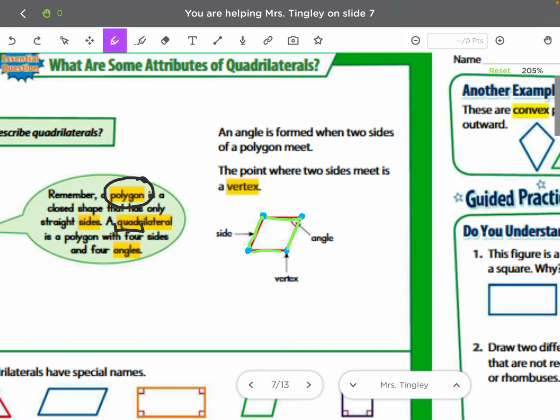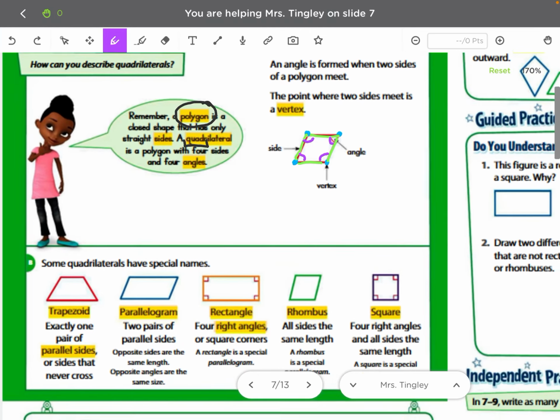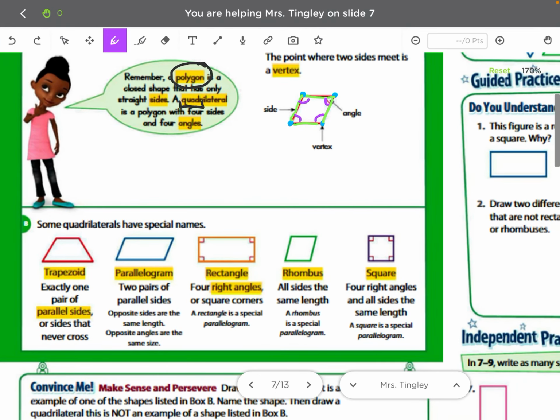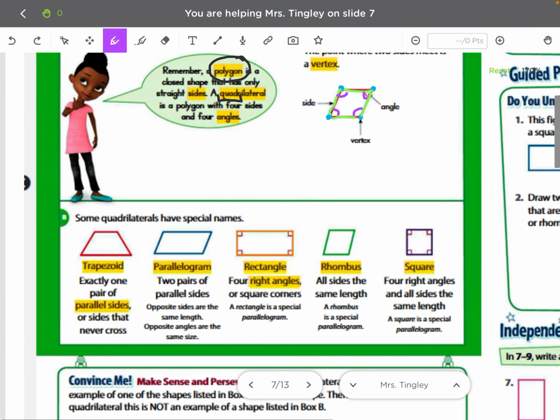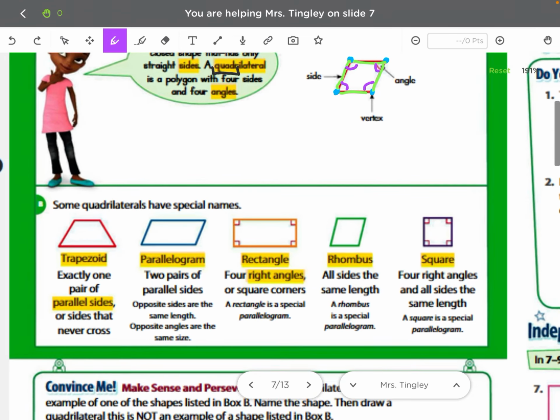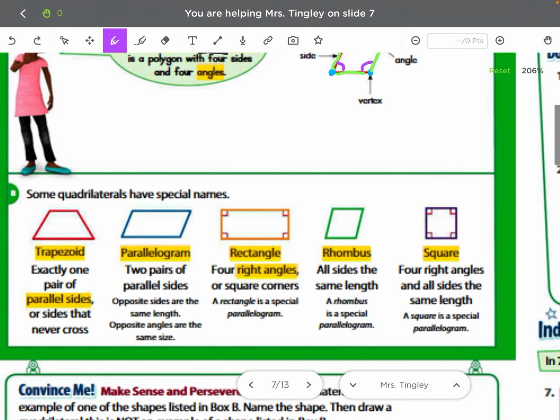Now grab purple. We're going to make this little arch for an angle. Are there four angles? 1, 2, 3, 4. Yes, then it's a quadrilateral. So if it has four sides, four angles, and four vertices, then it is a quadrilateral. There are 5 kinds of quadrilaterals that we're going to learn about.